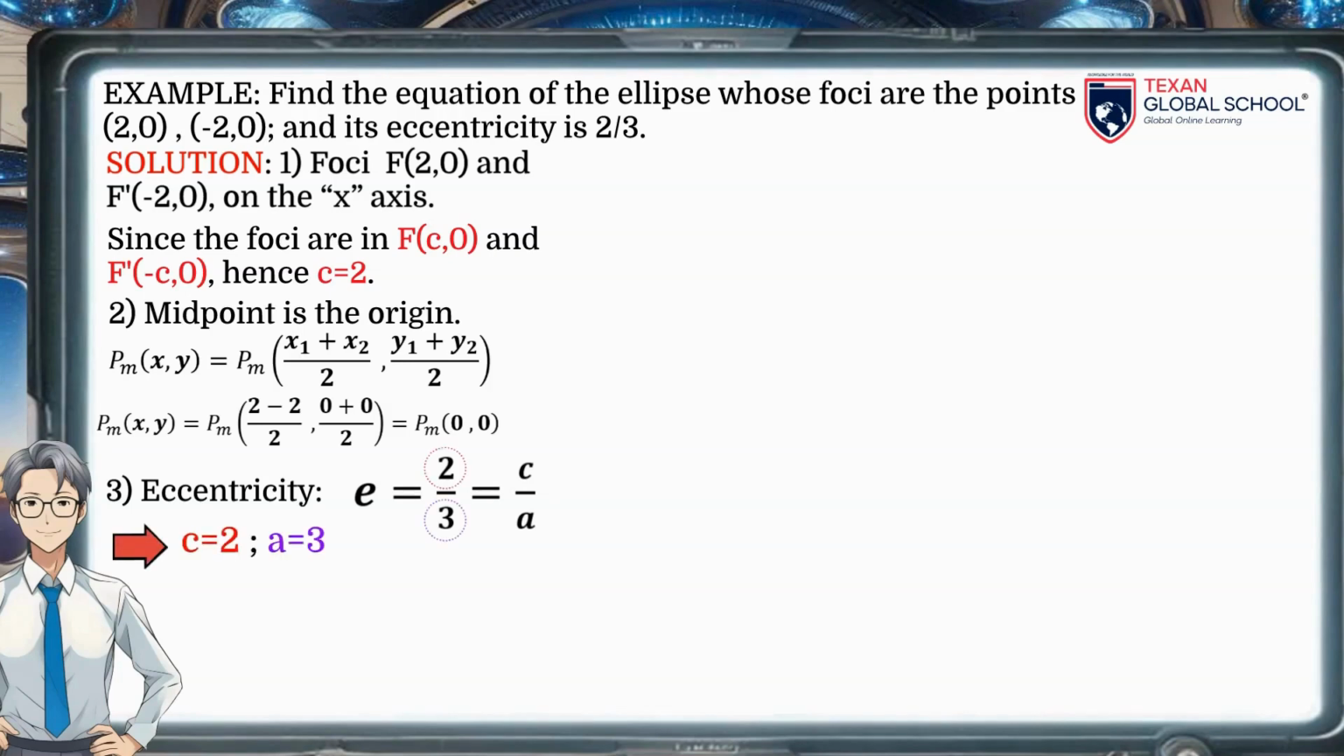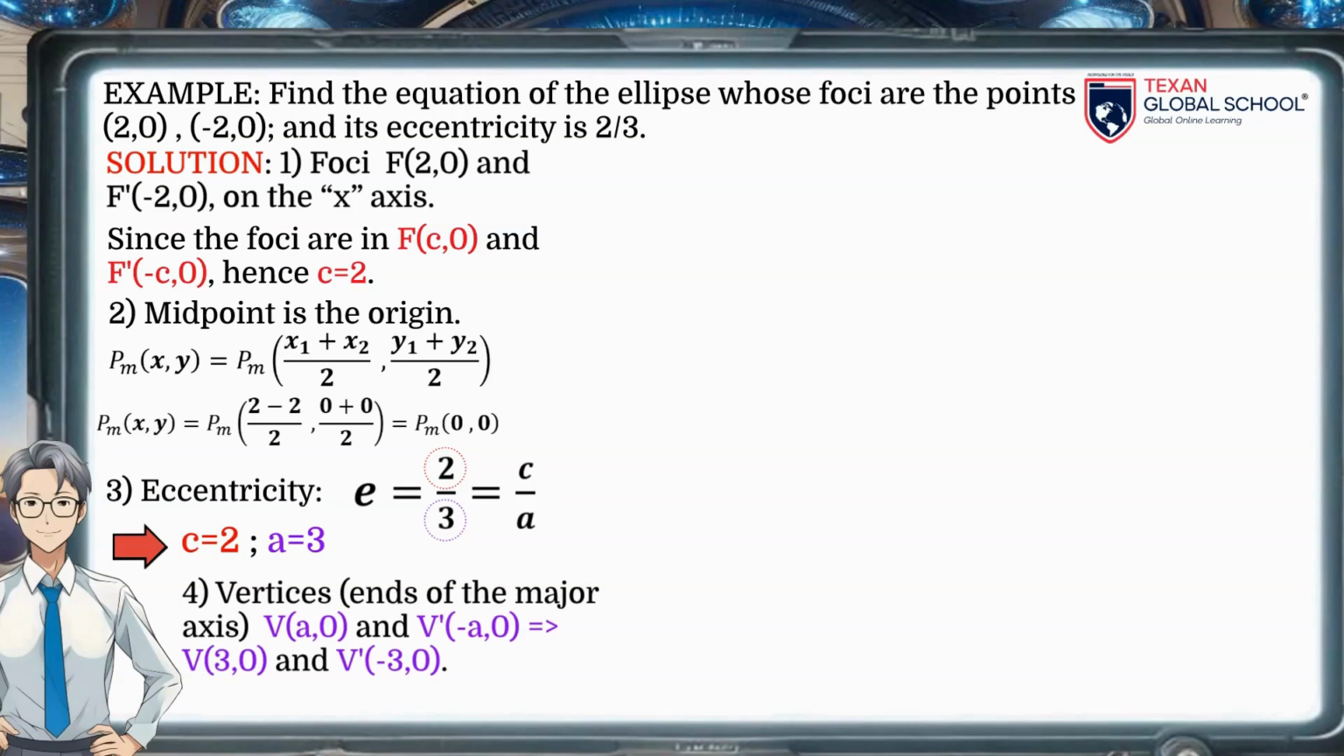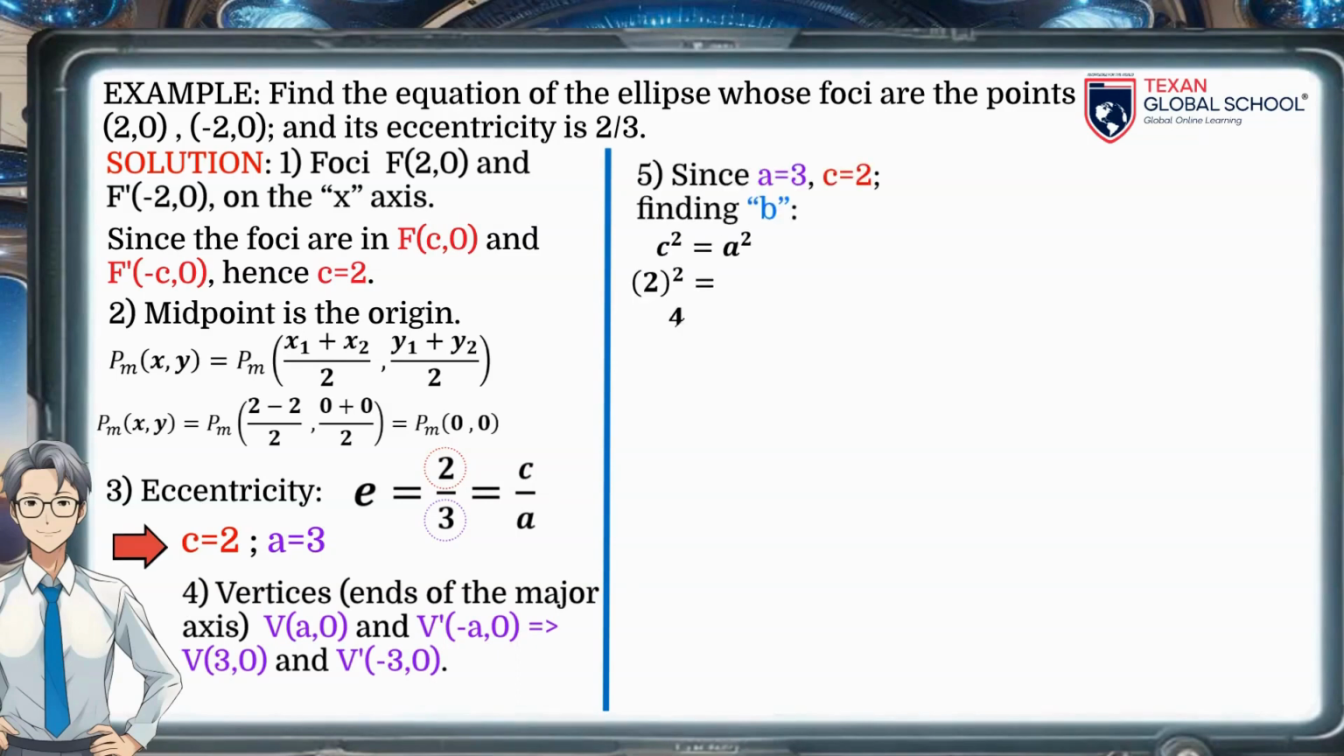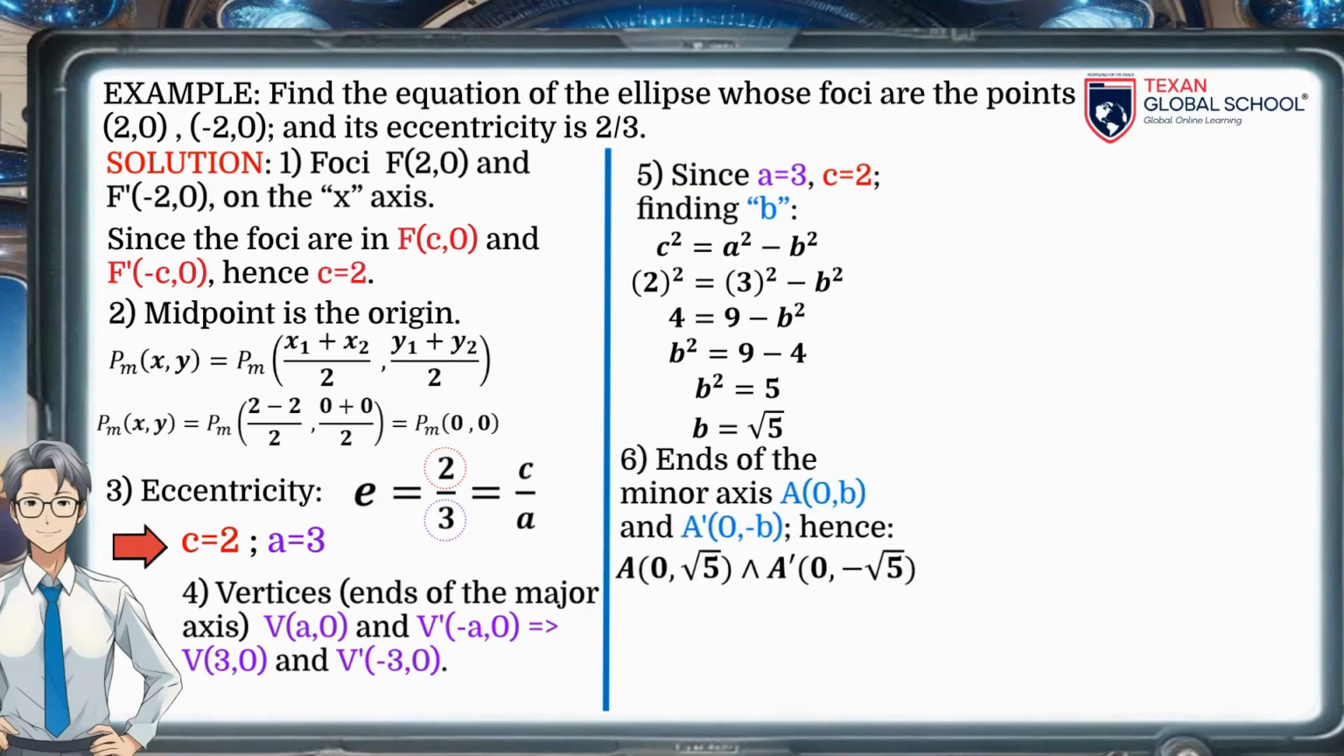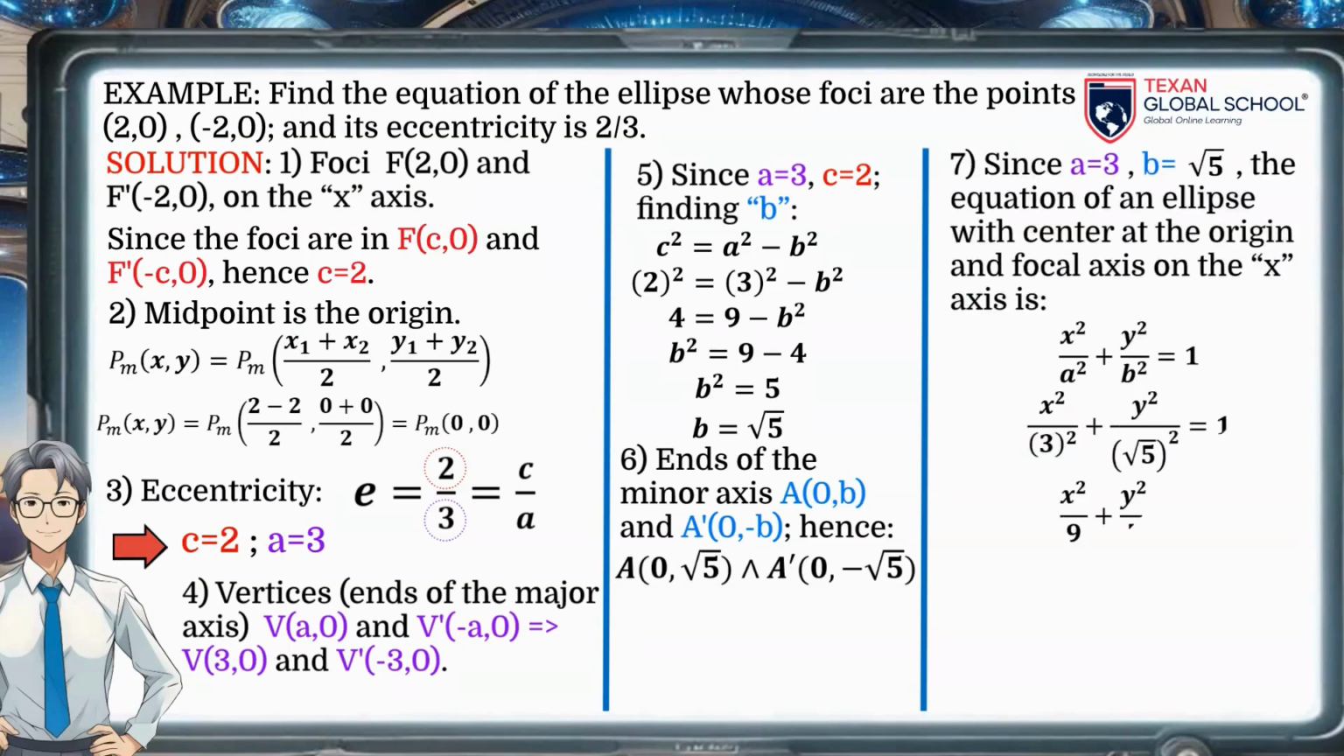Now, since the vertices, or extremes of the longer side, are at (a, 0) and (-a, 0), then the vertices are at (3, 0) and (-3, 0). Using the relationship between a, b, and c, substitute a equal to 3 and c equal to 2 to obtain b. So b is equal to the square root of 5. We then have that the ends of the minor axis, given as (0, b) and (0, -b), are the points (0, square root of 5) and (0, -square root of 5).